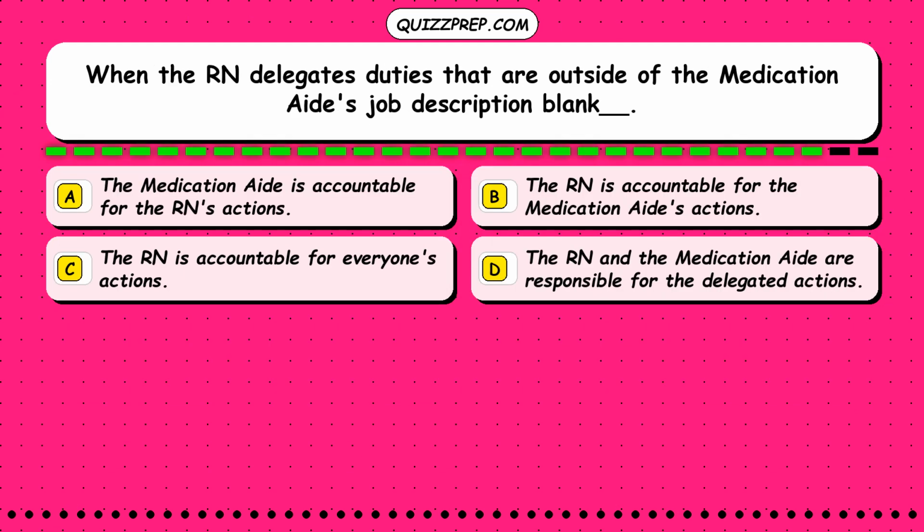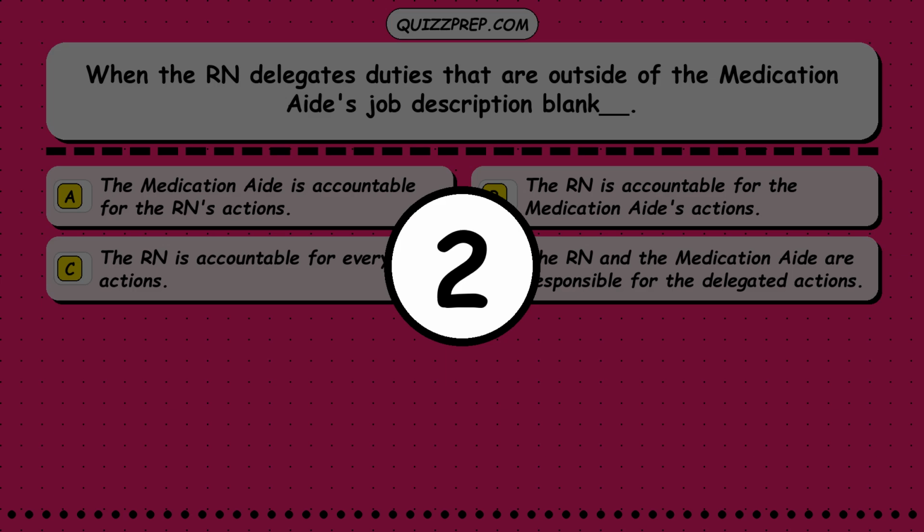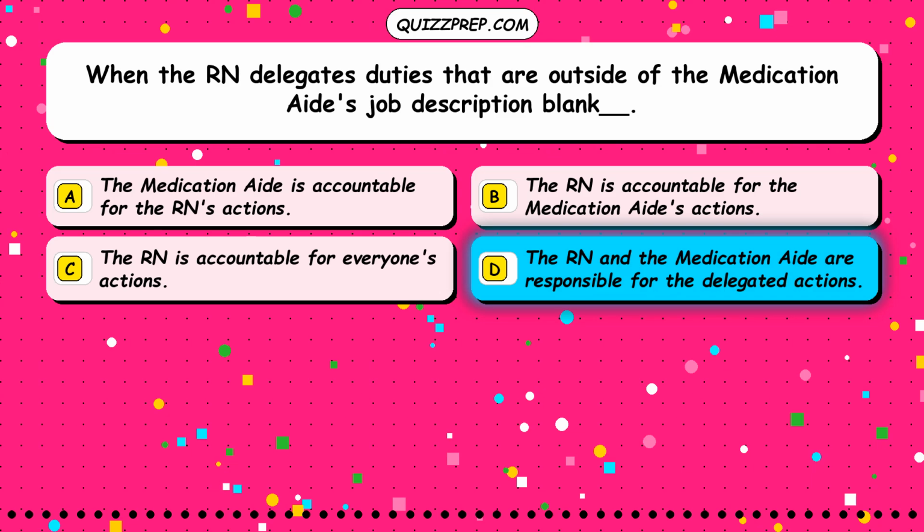Question 302. When the RN delegates duties that are outside of the medication aide's job description blank. Option A, the medication aide is accountable for the RN's actions. Option B, the RN is accountable for the medication aide's actions. Option C, the RN is accountable for everyone's actions. Option D, the RN and the medication aide are responsible for the delegated actions. The correct answer is option D. The RN and the medication aide are responsible for the delegated actions.